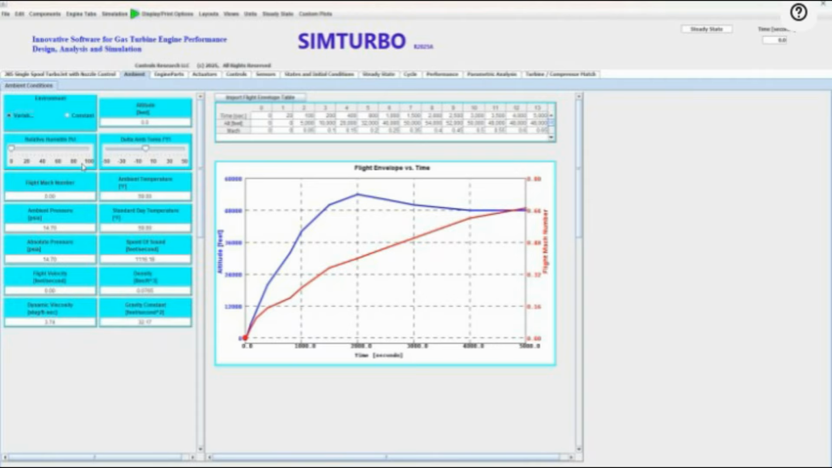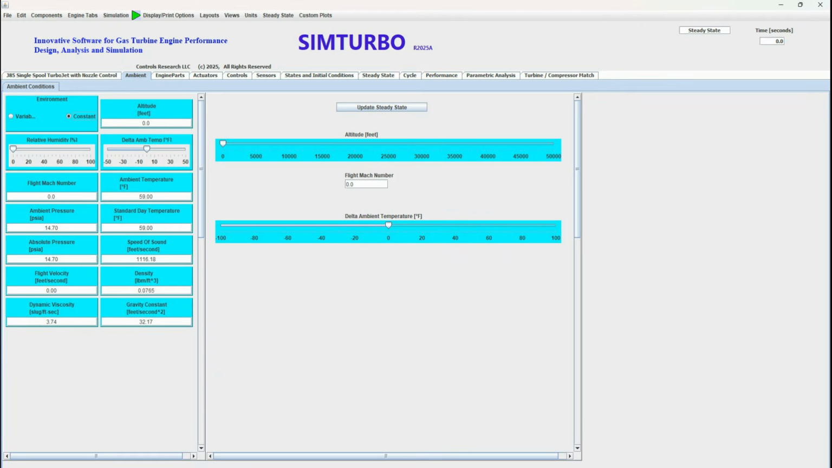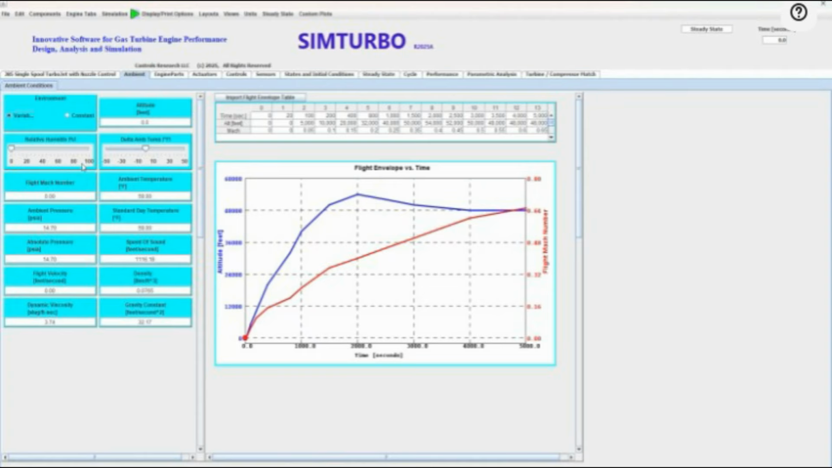There are two modes: variable time adjustment, particularly for flight conditions of varying altitude and flight Mach number, and constant mode, which can be used to simulate test conditions at constant ambient. We can adjust the simulated altitude, flight Mach number, and delta ambient conditions. For this demo, we shall operate in variable time mode.